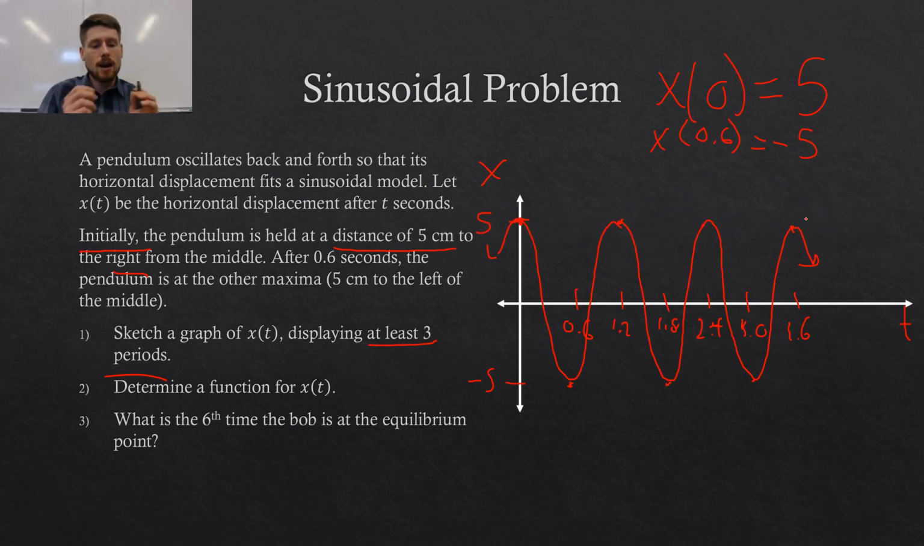Want to determine a function for x of t. So what is x as a function of time? Well, we can see from this that cosine is a great candidate because we are initially at a maximum. So we don't have to phase shift the graph of cosine at all for this problem, because we're starting at the furthest to the right. That's where the bob is at 0 seconds. So our phase shift for cosine is 0.